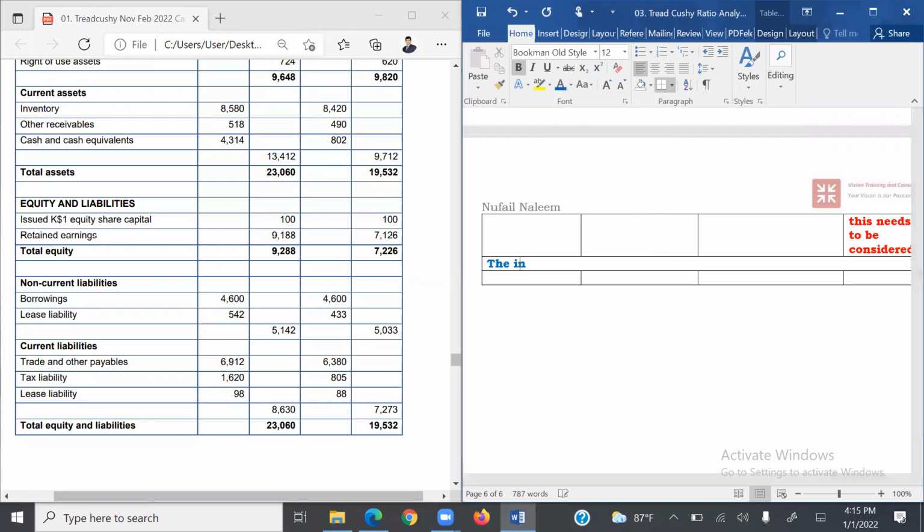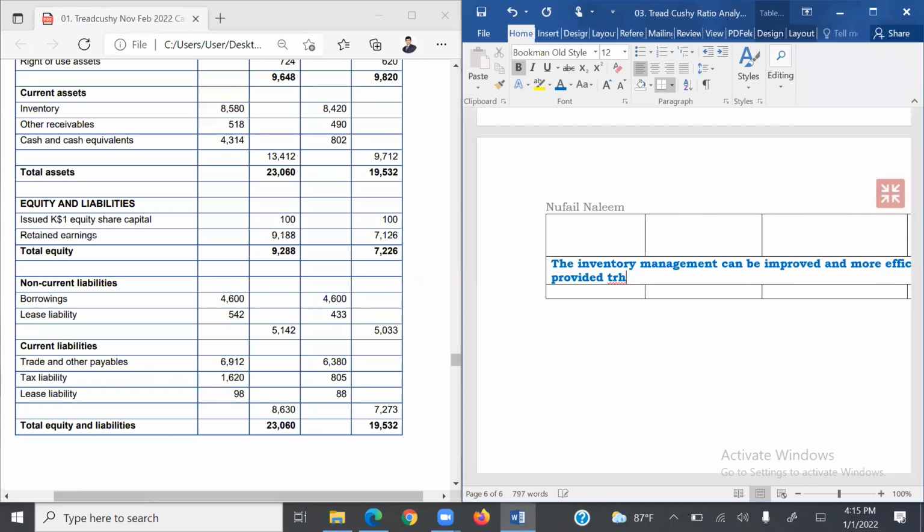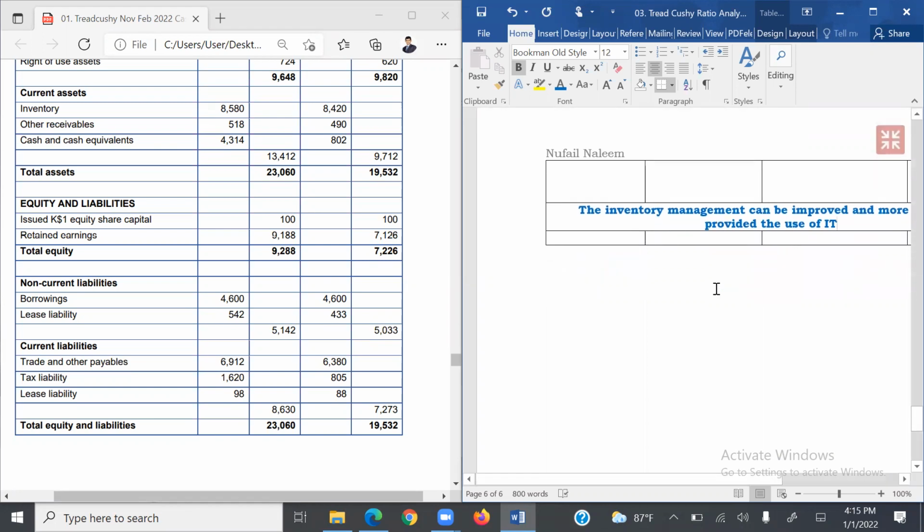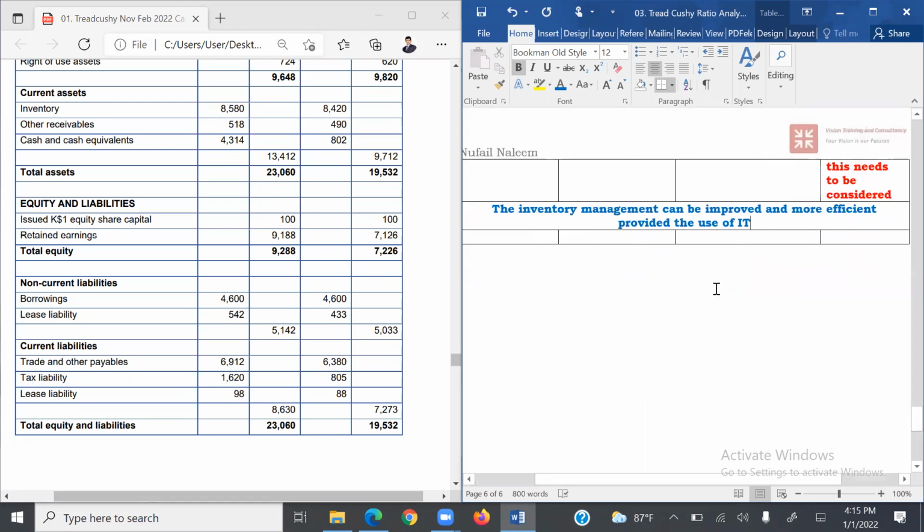The inventory management can be improved. What do you think, students? Yes or no? Can be improved and be more efficient, provided the use of IT, information technology. Agree, students? Yes or no? So get this aspect very clearly if you're fine with that.